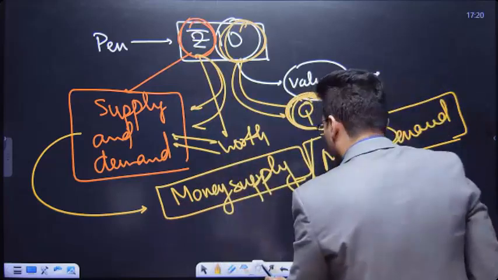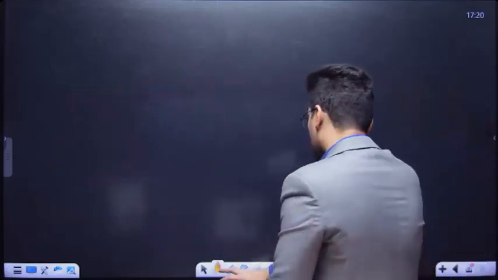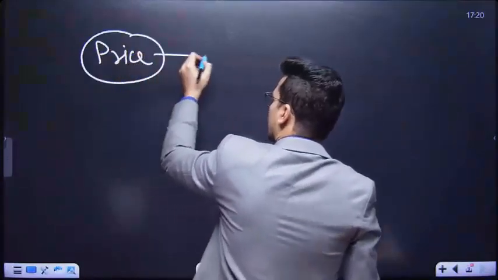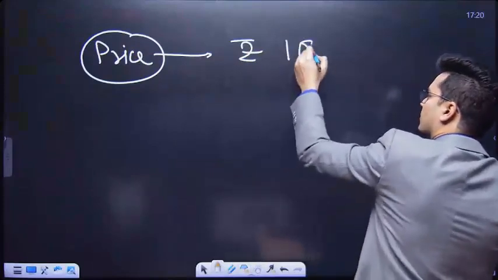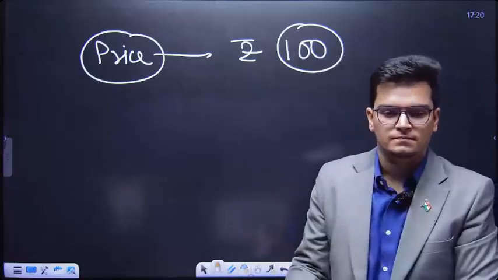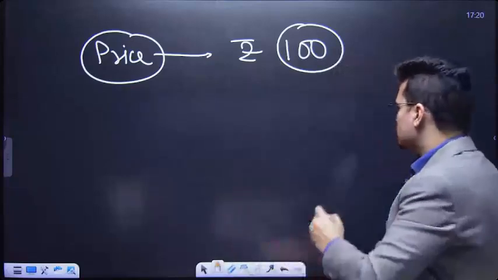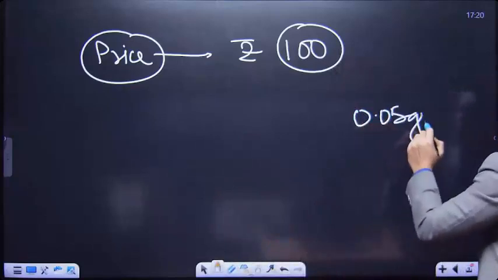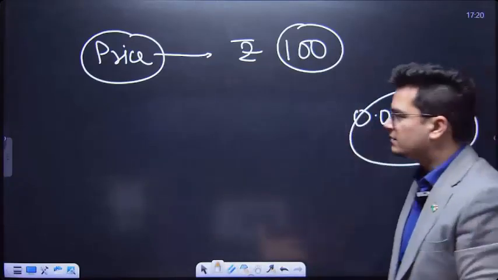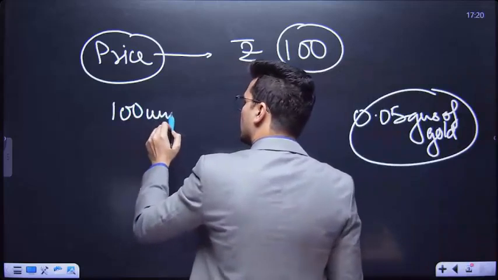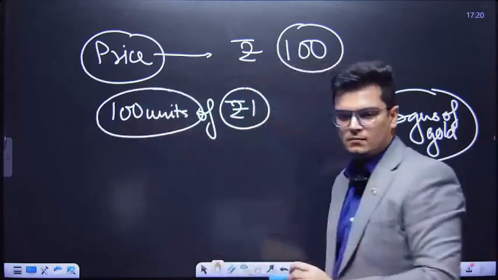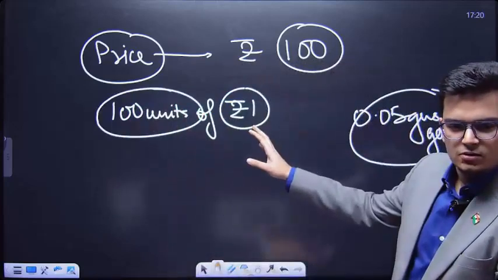But अब मेरे को समझ आया that in case I have to write price, I write as rupees 100 for example. So I can write this as 100 units of 1 rupee. वहां पर क्या था? That was 0.05 grams of gold. This is what we wrote. I can write this as 100 units of 1 rupee, है ना? ऐसे लिख सकता हूं.